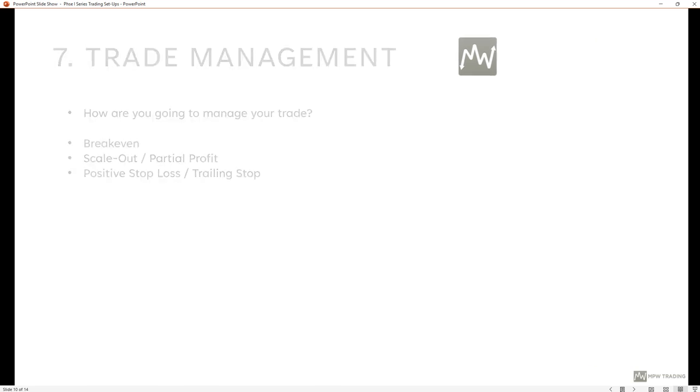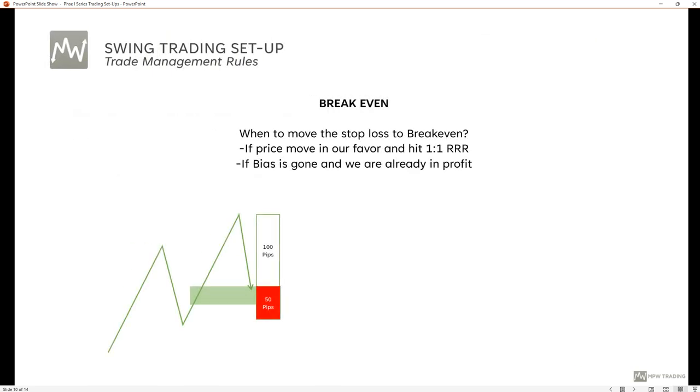Okay? So ipakita natin yan isa-isa. Okay. For example, ito, no, break even. So when to move the stop loss to break even. So for example, if price move in our favor and hit 1-to-1, risk to reward, kung yung bias ay mawala na and we are already in profit, so pwede na natin siyang either i-close. So yun nga yung isa sa trade management, close trade for whatever profit na acquire mo do sa setup, or break even mo siya.